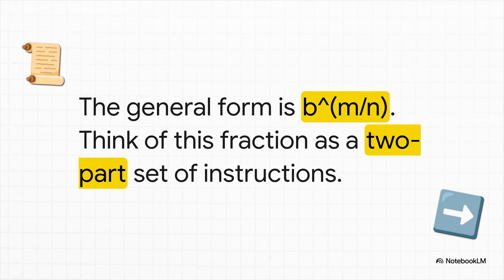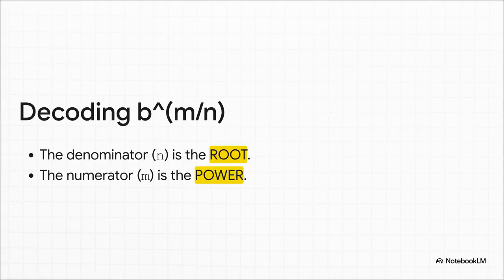So here's the general form, b to the power of m over n. And again, don't let the letters freak you out. Just think of that fraction as a 2-part instruction manual. It's a little recipe with 2 simple steps. And here's the secret to reading that recipe. The number on the bottom, the denominator, n, tells you the root you need to take. The number on top, the numerator, m, tells you the power to raise it to. Super simple. The root is down in the roots of the fraction, and the power is up top.